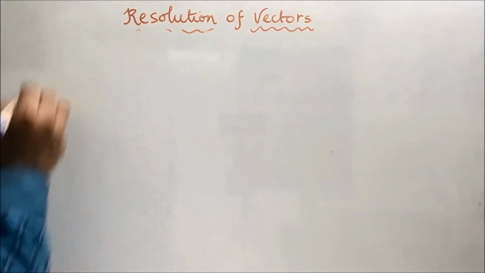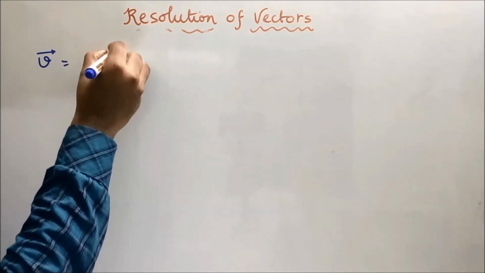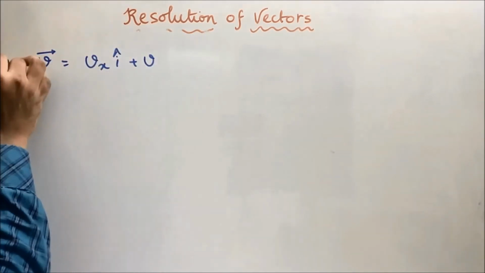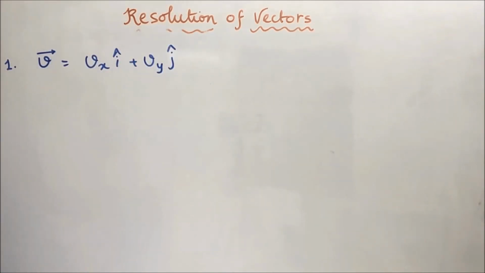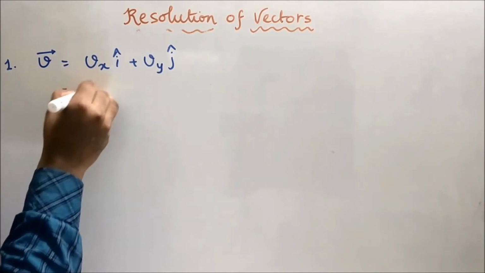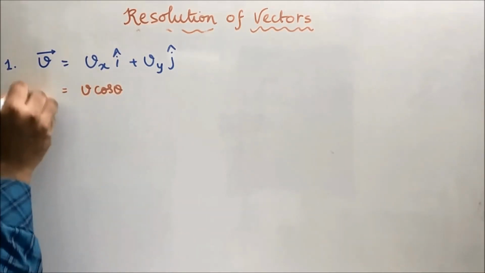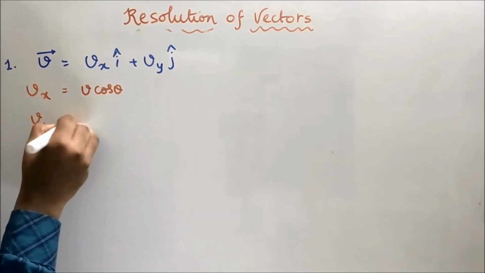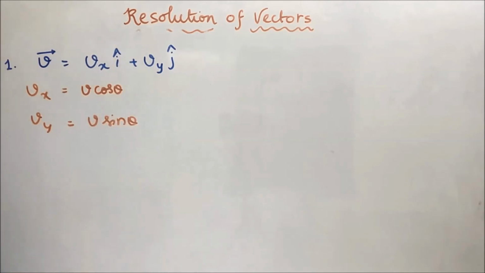As we have taken the example of vector V, which we have written as Vx i cap plus Vy j cap. So how much is Vx? Vx is V cos theta. That is the x component. What is Vy? Vy is V sin theta. This is how we have written it for 2 dimensions.